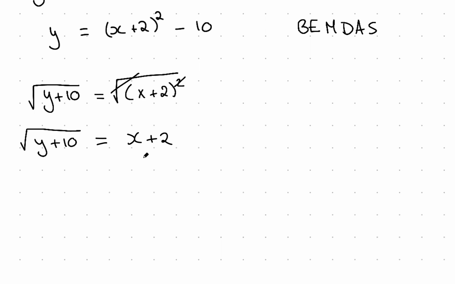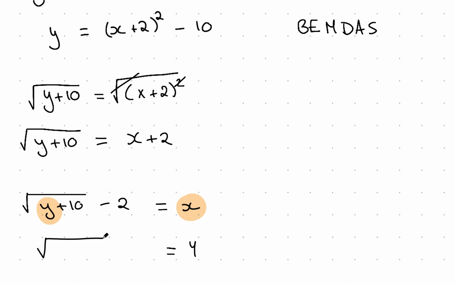And then what I'm going to do is subtract 2 from both sides, because remember the goal is still the same, to get x on its own. If I do that, then what I'm going to get is the square root of y plus 10, minus 2, is equal to x. And then at this stage, you replace your y and your x again. So just swap the symbols. I'm not manipulating it anymore. I'm literally just swapping the symbols around. So I'm going to have the square root of x plus 10, minus 2.